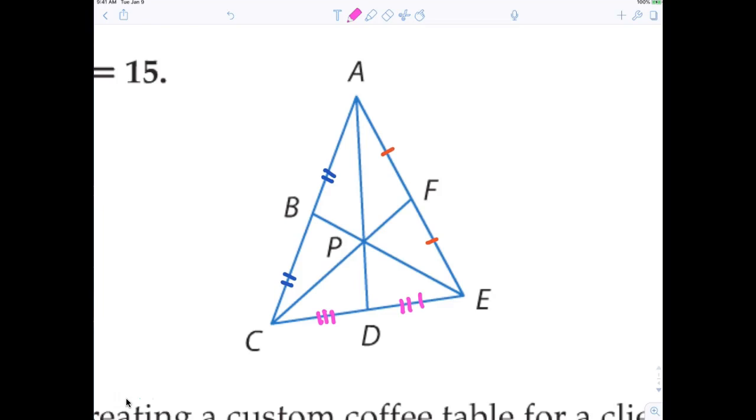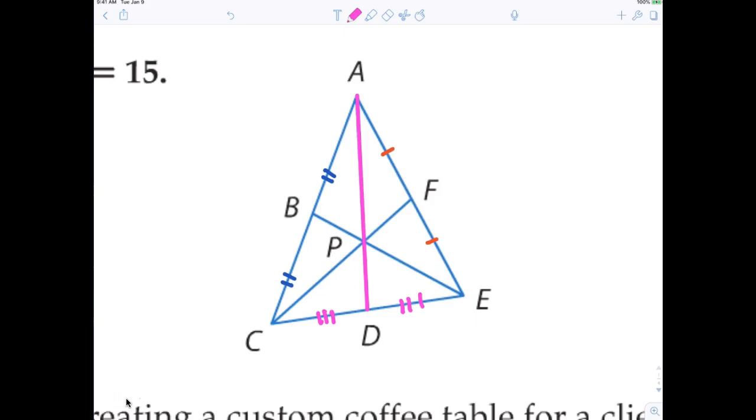So this line right here goes through the midpoint. Now, it doesn't say anything about the angles. It doesn't say anything about it being perpendicular. All it's telling you is that CD is congruent to DE. We don't know that the triangles are congruent.